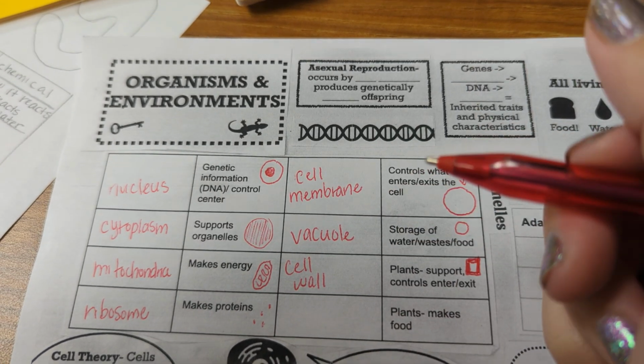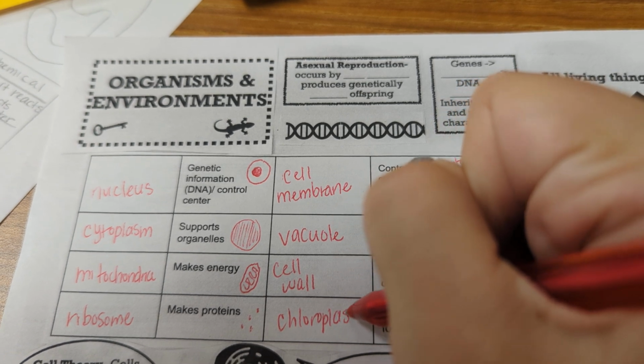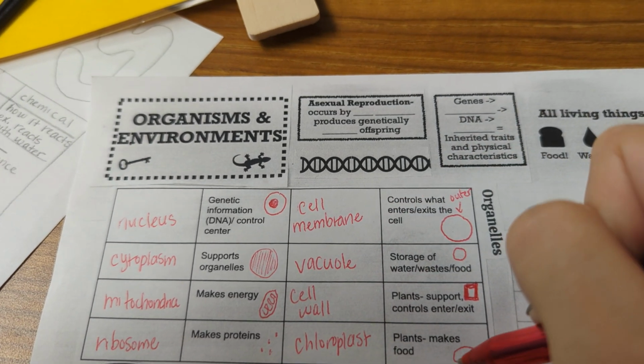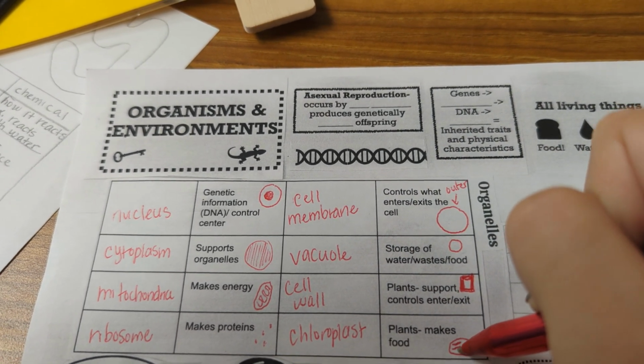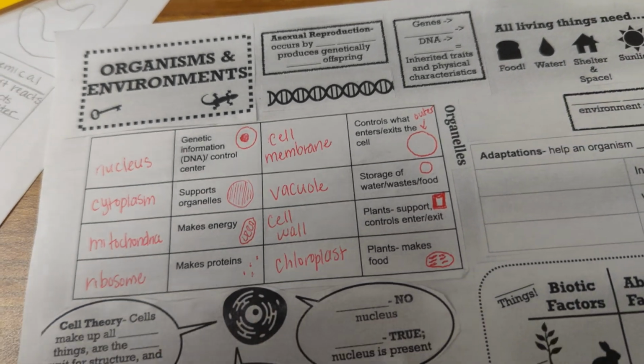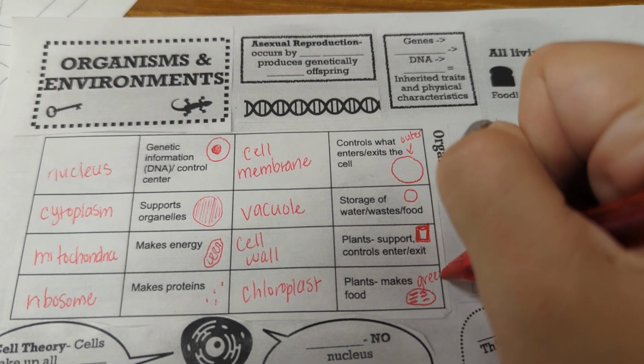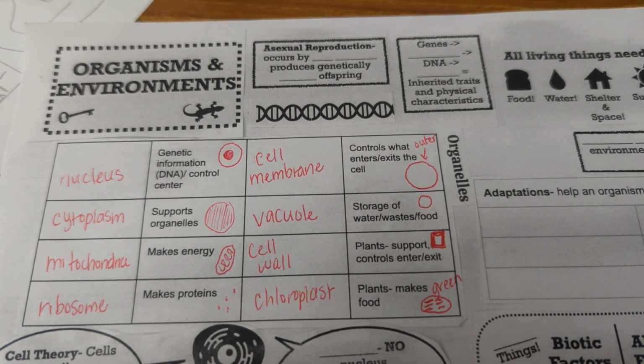And then the thing that makes food is the chloroplast. And that's usually kind of an oval, and it might have little stacks like pancakes inside of it. And it's often green, because the chloroplast is green in real life.